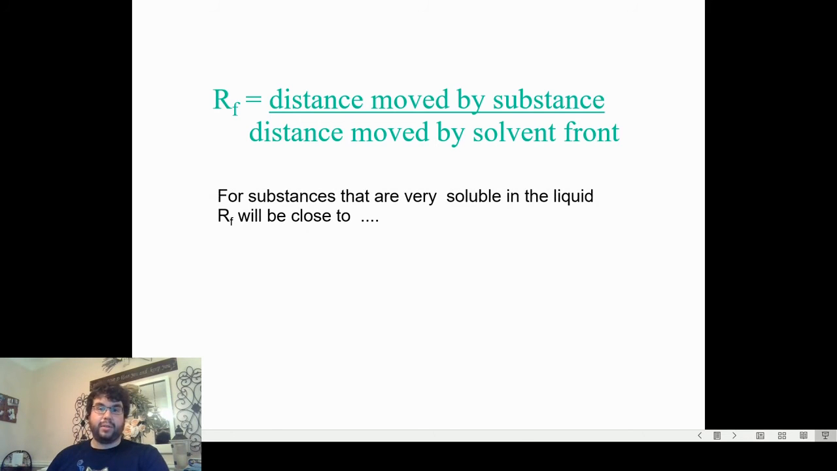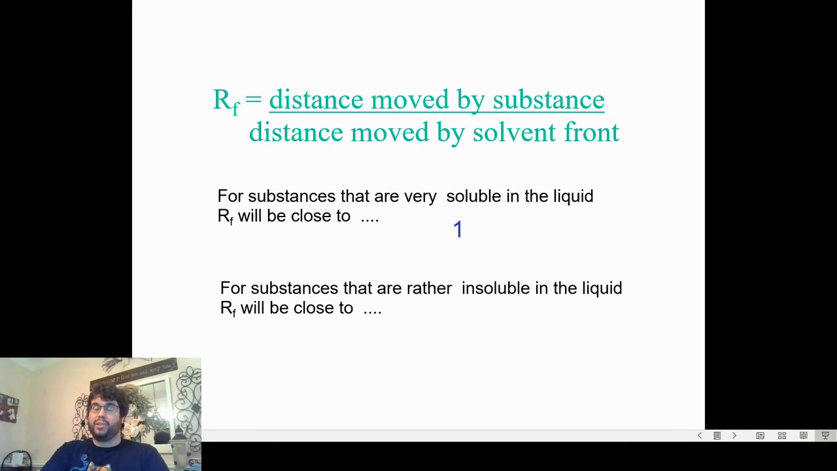So RF is the distance moved by the substance divided by the distance moved by the solvent front. For substances that are very soluble in the liquid phase, the mobile phase, the RF will be very close to 1, because if they interact really well with the solvent, then they'll go very, very high up on the piece of paper. If the substance in the sample does not interact strongly with the mobile phase, then it will stick to the paper and won't move very far, so its RF will be 0.